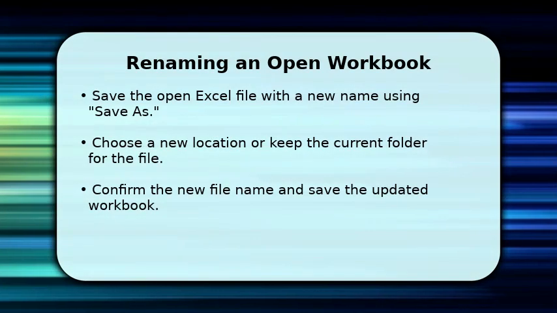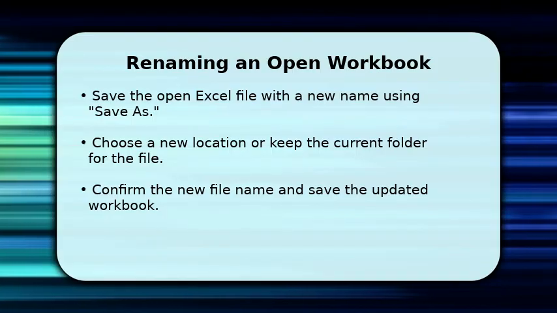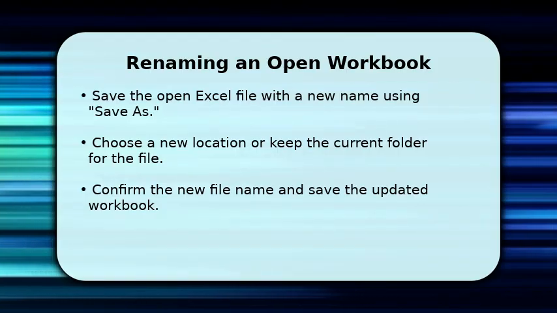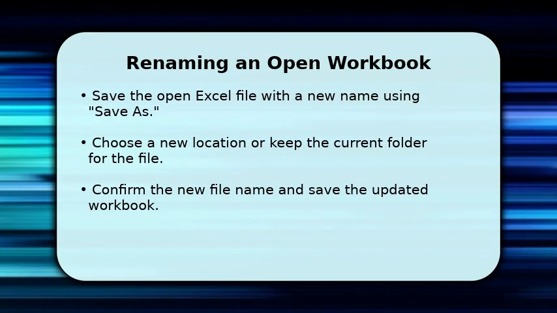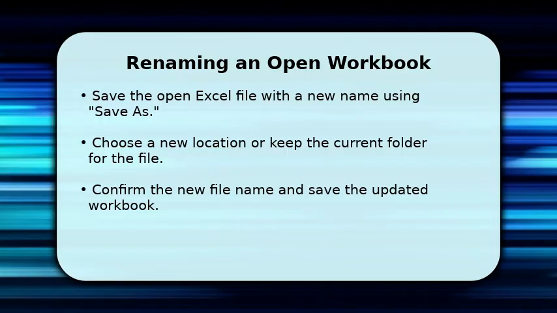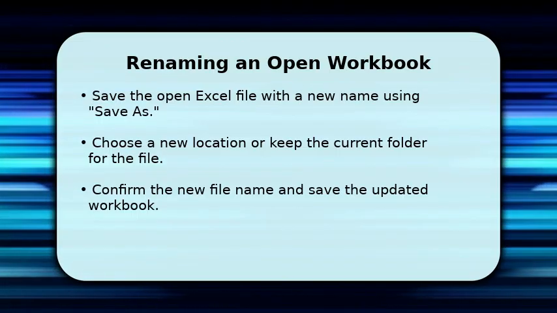To rename an open Excel file, navigate to the File tab and select Save As. This option allows you to create a copy of your current workbook under a different name. You can then choose a new location for the file or simply save it in the same folder. Enter your desired new name in the file name box, then click Save. Your original file remains, and a new one with the updated name is created.